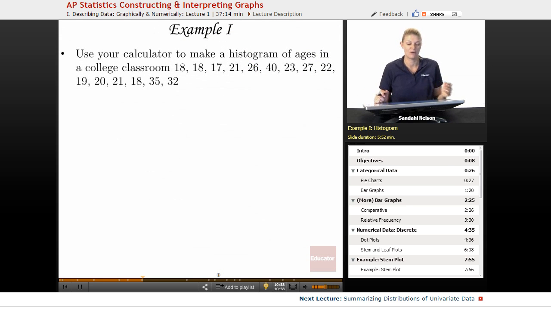Okay, so let's do an example. So we are going to use the calculator to make a histogram of ages in the college classroom. So here we have the ages, but I've changed them up a little bit because you kind of have to have more than just a few numbers in order to make a good histogram.